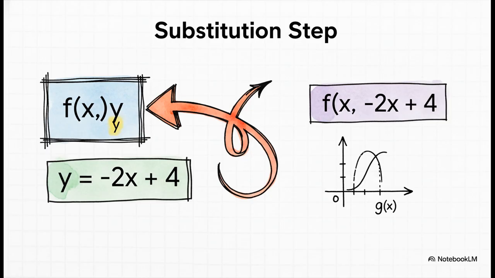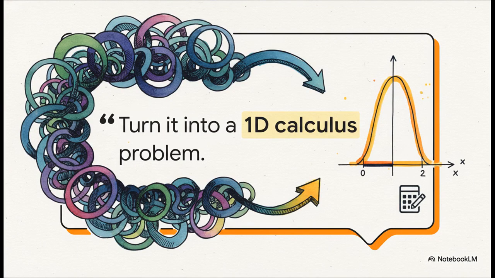Well, this is the really clever part. We can take the equation for that line, y equals negative 2x plus 4, and we can just substitute it directly into our original function. And boom, just like that, we've magically turned a complicated 3D boundary problem into a classic Calc 1 problem. Now we just have to find the maximum of this new single variable function. Let's call it g(x), on the interval where x goes from 0 to 2.